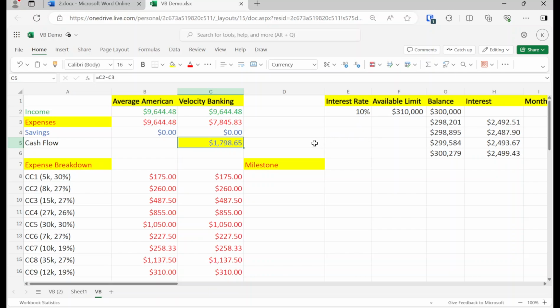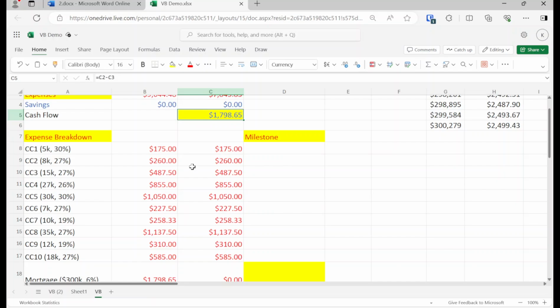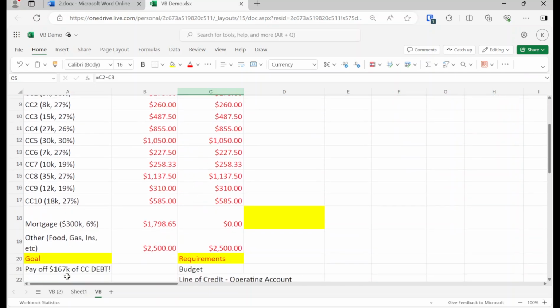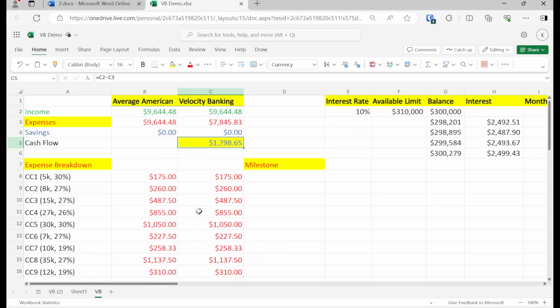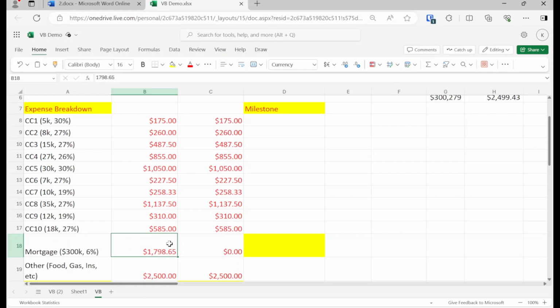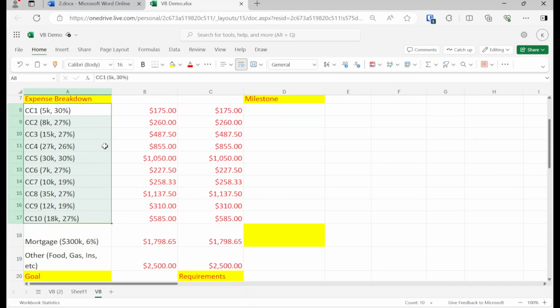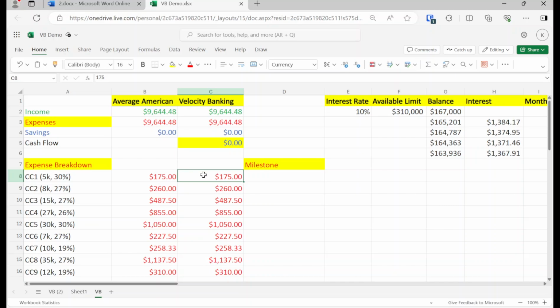So let's do this, right? Instead of moving the entire mortgage into the line of credit, let's move these 10 credit cards, which is $167,000 of debt, okay? So let's go ahead and just do this and move only, see, we moved $300,000 debt, but let's not do that. 167,000, okay? And then what we do is when we move this $167,000 of debt, let's see how much cash flow increases.